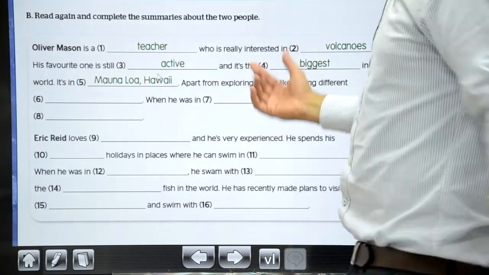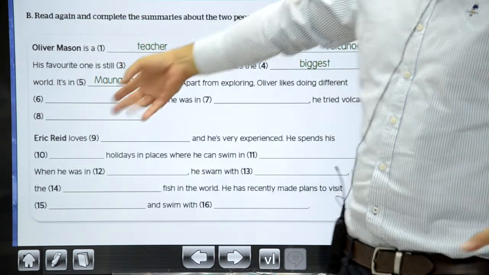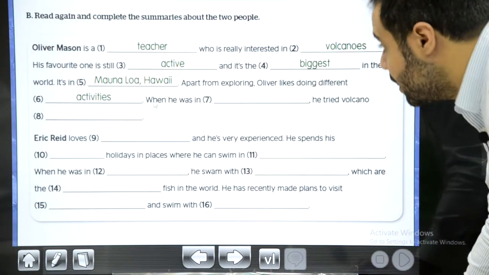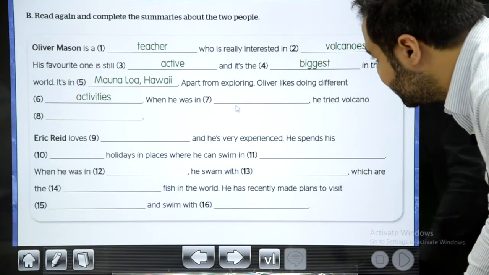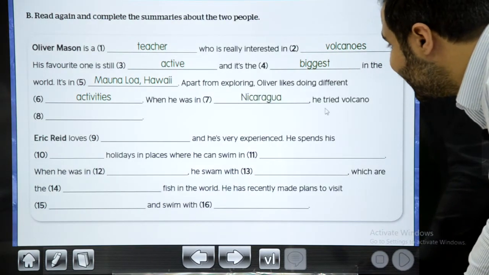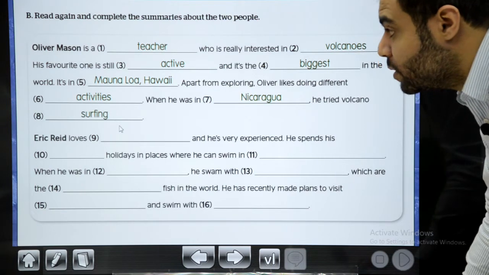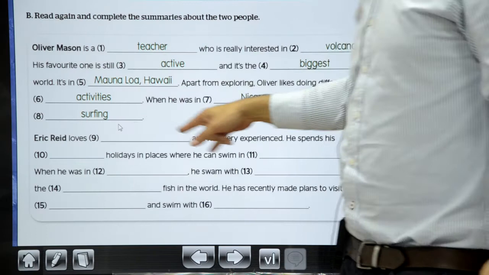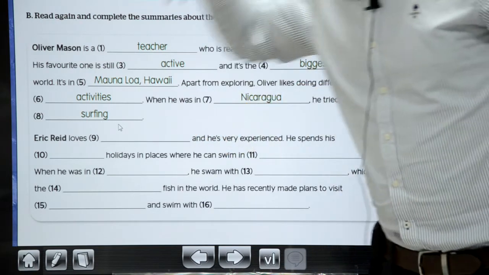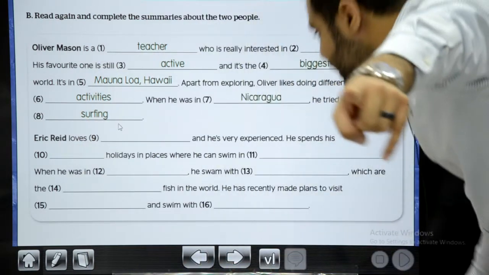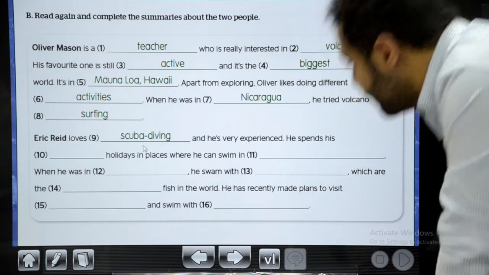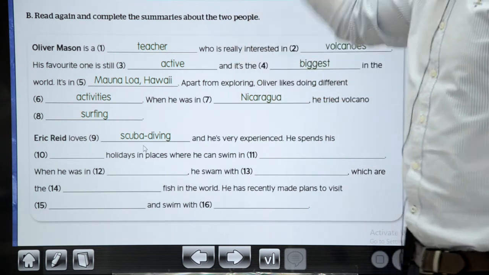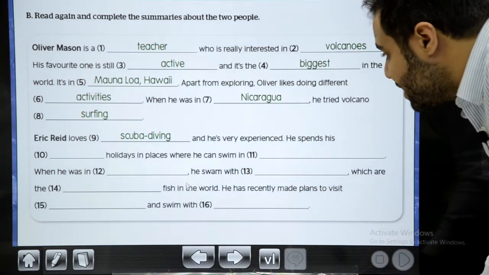Apart from exploring, Oliver likes doing different, if you read the text you would find this, activities. When he was in Nicaragua, he tried volcano surfing. Now, Eric Reid, the second guy, loves, do you remember, scuba diving. And he is very experienced.